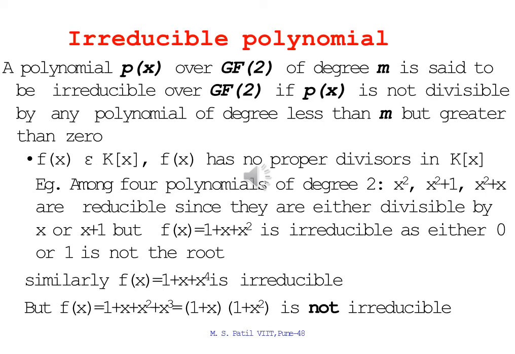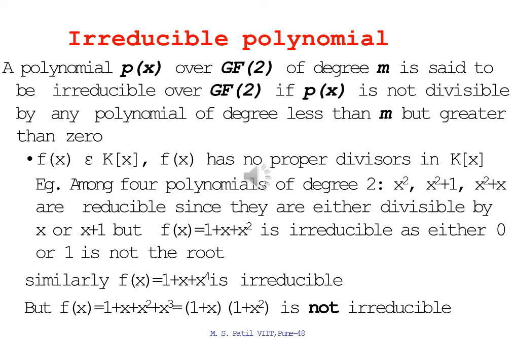But if you go for f(x) is equal to 1 plus x square, you substitute x is equal to 0. So 1 plus 0 plus 0, the answer will be 1. And if you substitute 1, 1 plus 1 plus 1, the answer still becomes 1, because it's an XORing operation. It's not a normal operation, it's modulo 2, which means an XORing operation. So in both cases, the f(x) answer remains 1. So f of 0 is 1 and f of 1 is also 1. Even though you substitute 0 or 1, it is not divisible. That's why it is irreducible, as neither 0 nor 1 is a root of this polynomial. So this is not divisible by x and not divisible by x plus 1.